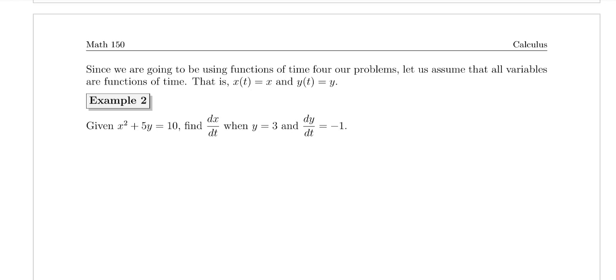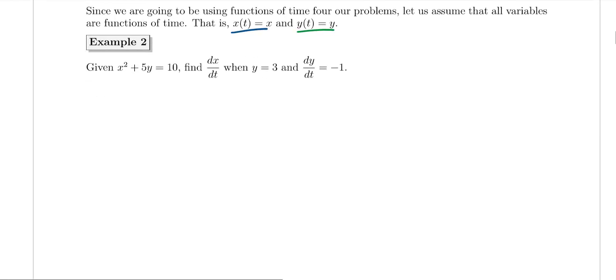Then for this couple of examples, let's assume that they are also functions of time. So rather than writing x of t all the time, I'm just going to say that x of t is the same thing as x and y of t is the same thing as y. Okay, so let's take a look at another problem here. Let's say that we're given x squared plus 5y equals 10, and we want to find dx/dt when y equals 3 and dy/dt equals negative 1.